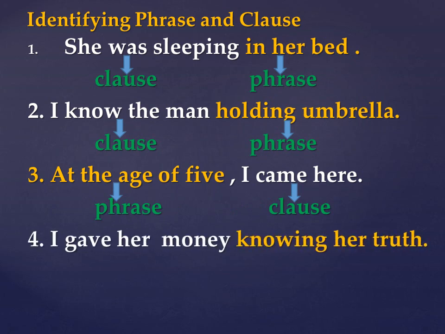Number 4, I gave her money knowing her truth. So the white part is clause and the yellow part is phrase. I hope you understand.